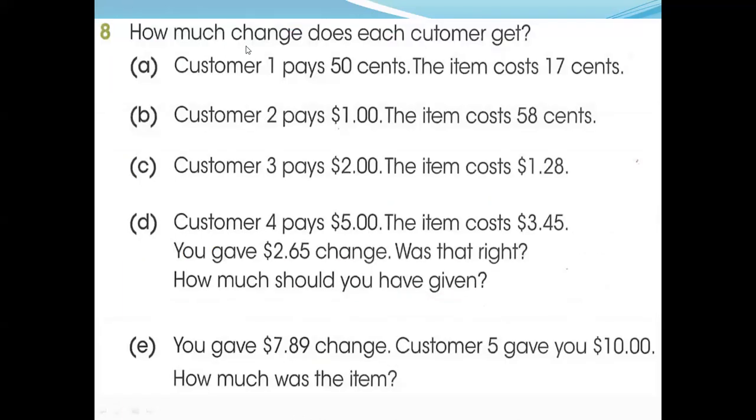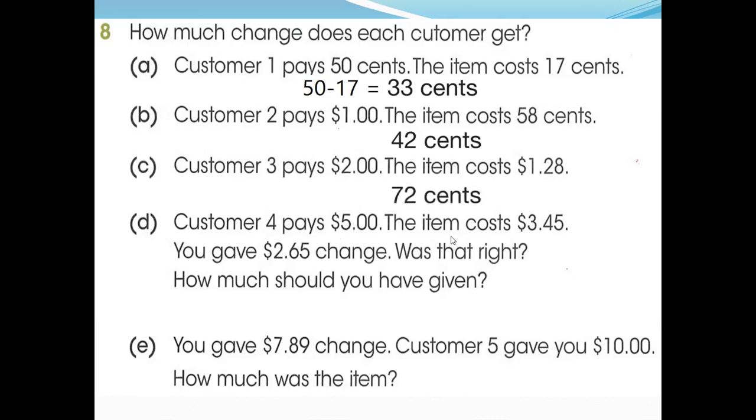Question number 8. How much change does each customer get? Customer 1 pays 50 cent. The item costs 17 cent. 50 minus 17, 33 cent. Customer 2 pays $1. The item costs 58 cent. So $1 minus 58 cent is equal to 42 cent. Customer 3 pays $2. The item costs 1.28. Minus it. $2 minus 1.28, so the remaining is 72 cent.